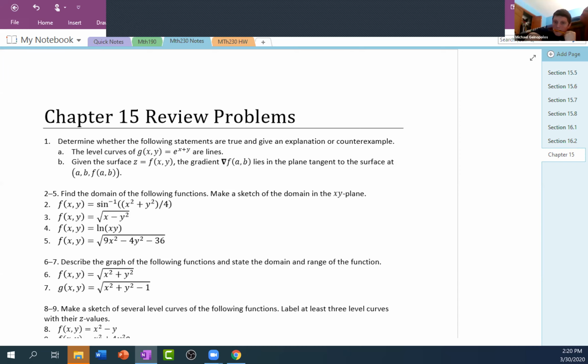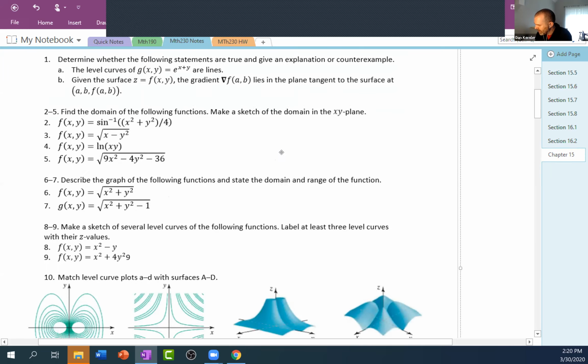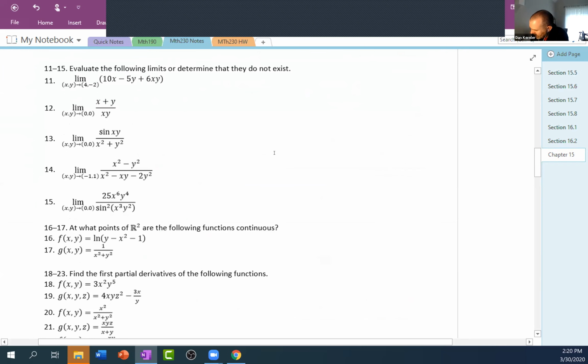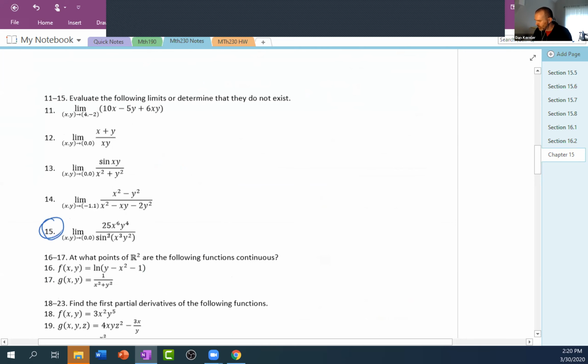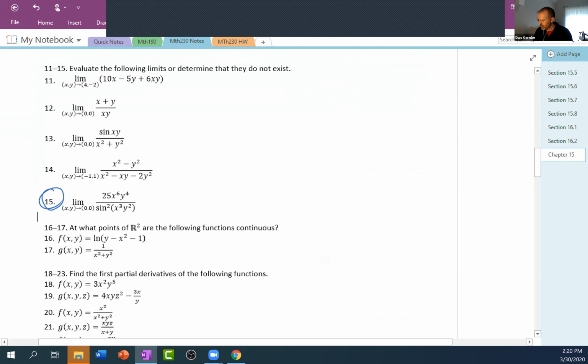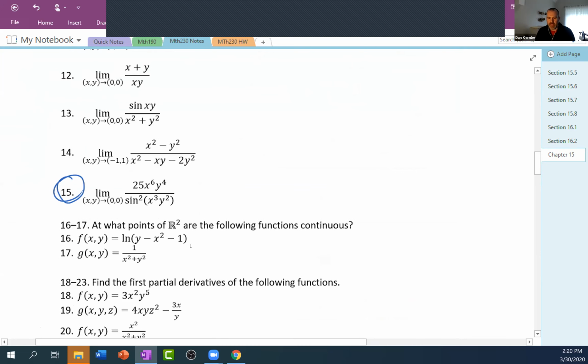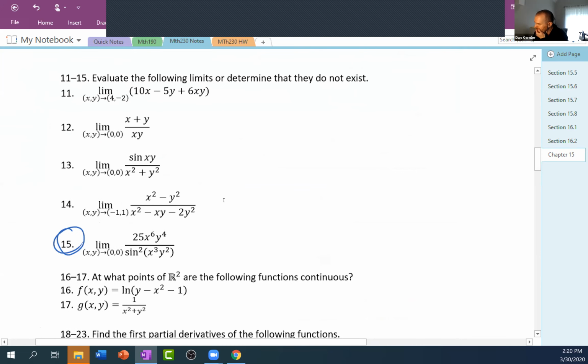Number 15. Fair warning, I have not done these. Okay, so 15. Is that too small for you all to see? I can see it just fine. Maybe a little bit bigger. All right, so evaluate the following limits or determine that they do not exist. Yikes. What was your inclination on this one, Michael? Did you have a thought? Maybe substitution, but I just didn't know what to substitute.